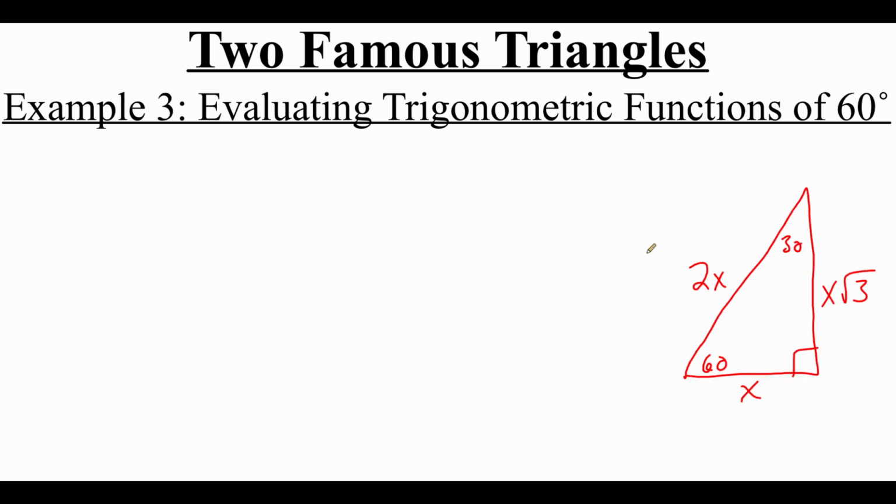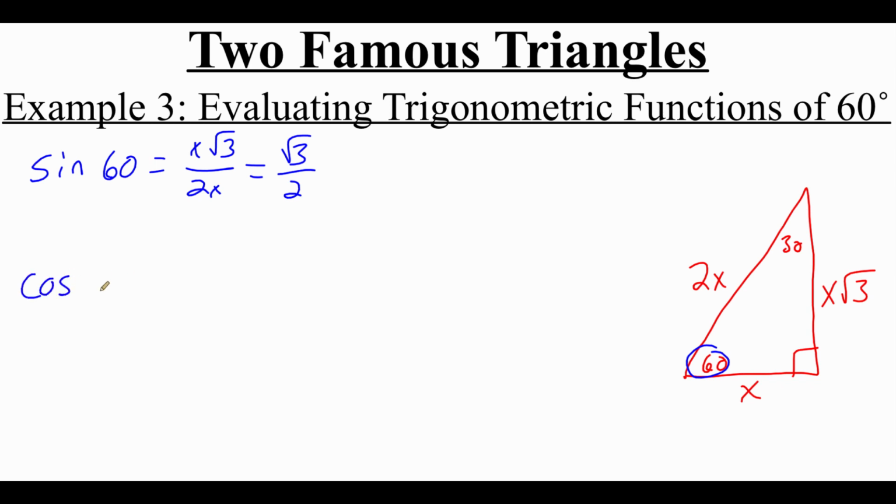Now here we're looking at that exact same 30-60-90 triangle, but we're going to look at it from a different perspective using the 60 degree angle this time. If we take a look at the sine of our 60 degree angle, sine is opposite over hypotenuse. We can cancel out those x's, so we get root 3 over 2. If we look at the cosine of our 60 degree angle, cosine is adjacent over hypotenuse. When we cancel out those x's, we should get 1/2.